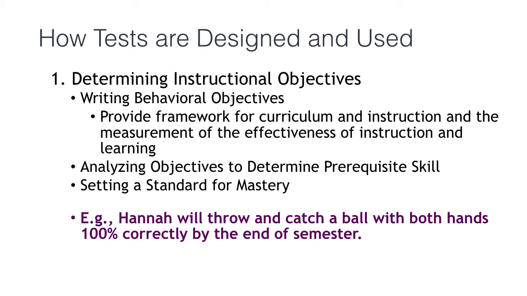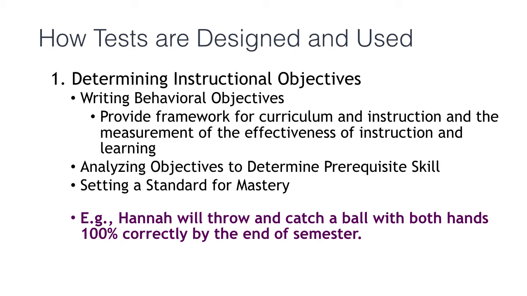So when you're doing an assessment for your student, you should know what you want to measure, what you want to see. And with the mastery level, you can determine whether your student has learned or not, right? So first you should determine and develop an instructional objective, or learning outcome, or behavioral objective. They are all the same terminology. Example here: Hannah will throw and catch a ball with both hands 100% correctly by the end of semester. So you can see there is a mastery level you expect, right?